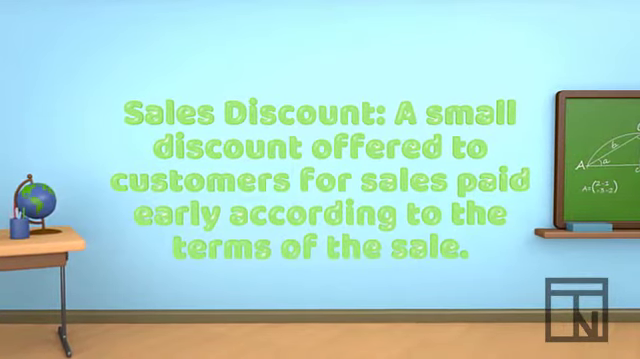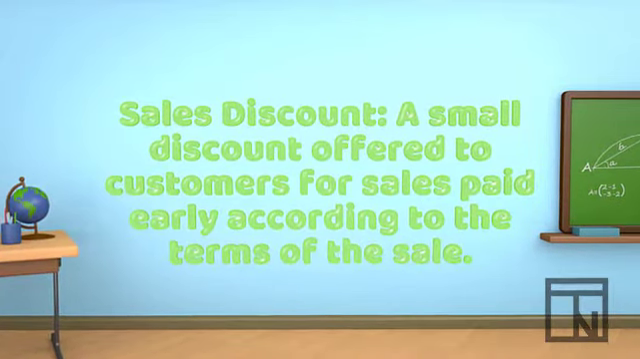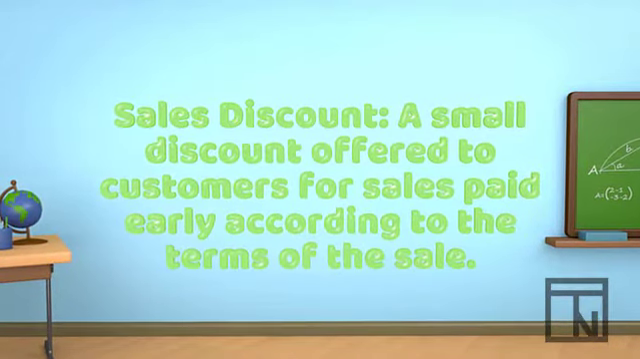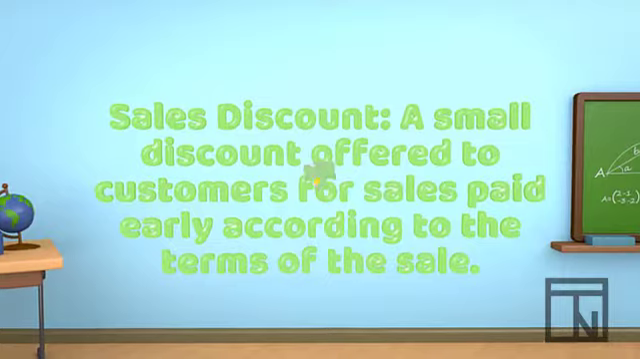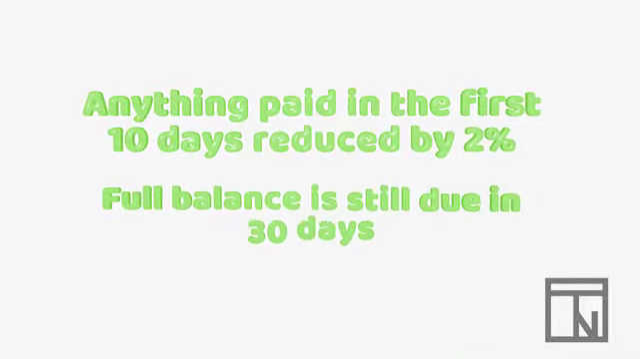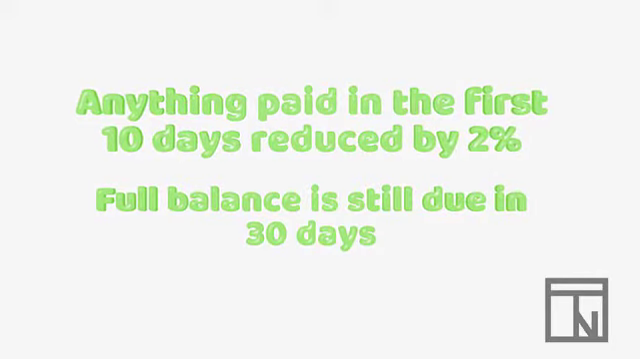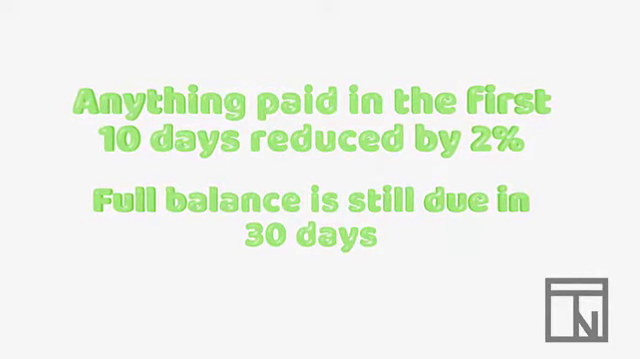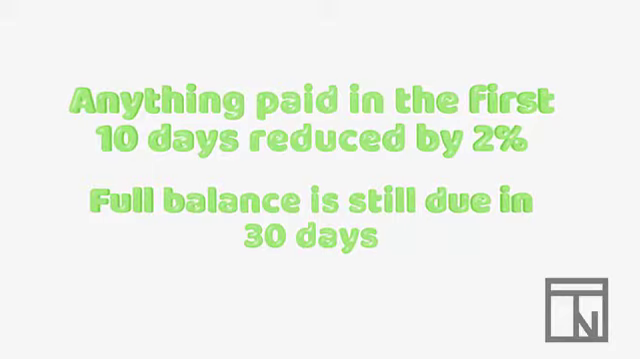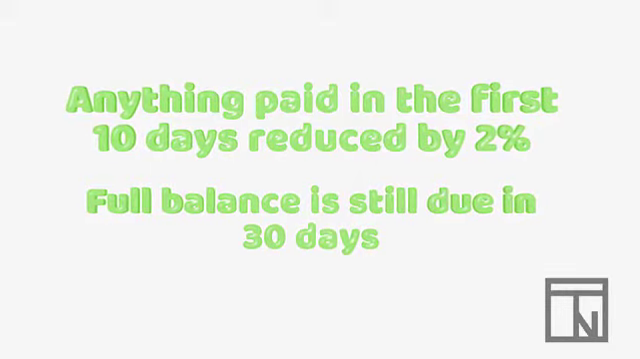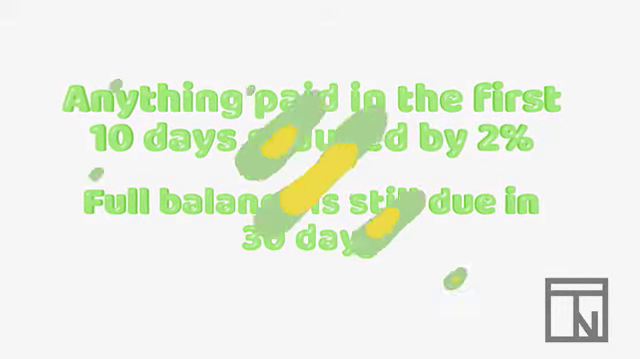So they add an extra term that says if the customer pays early, they will reduce the amount owed on the invoice. This is known as a sales discount. For example, let's imagine that the terms of the invoice were due in 30 days with a discount of 2% if paid in 10 days. This means that any amount paid in the first 10 days since the sale would be reduced by 2%, and the full balance is still due in 30 days.